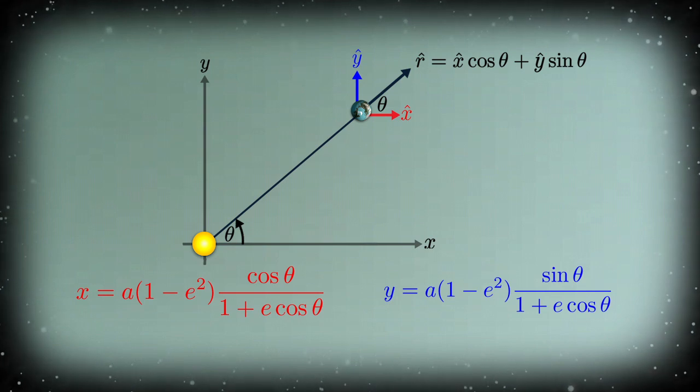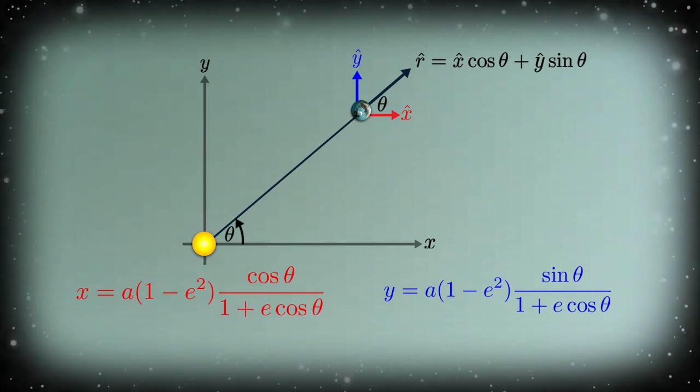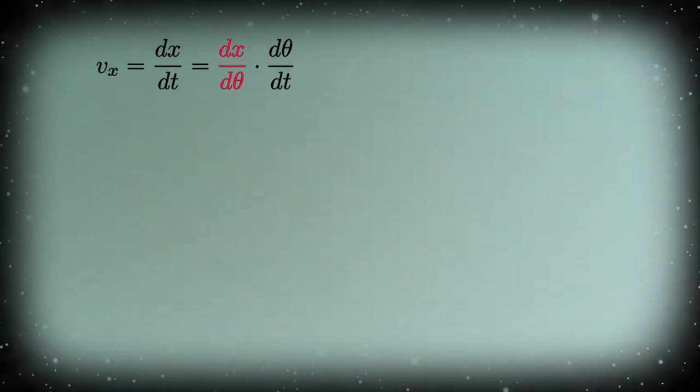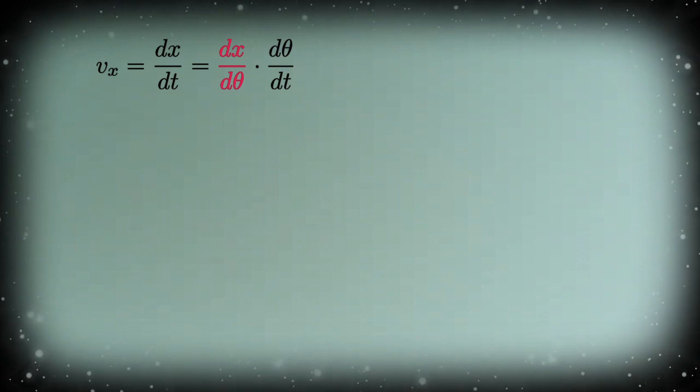File away that equation. We'll need it later. Now, let's calculate the velocity by taking the time derivatives of x and y. Since they're written as functions of theta and not time, we need to use the chain rule. Vx, the x component of the velocity, is dx/dt, which we can write as dx/dθ times dθ/dt. And to get dx/dθ, we use standard tools of calculus.